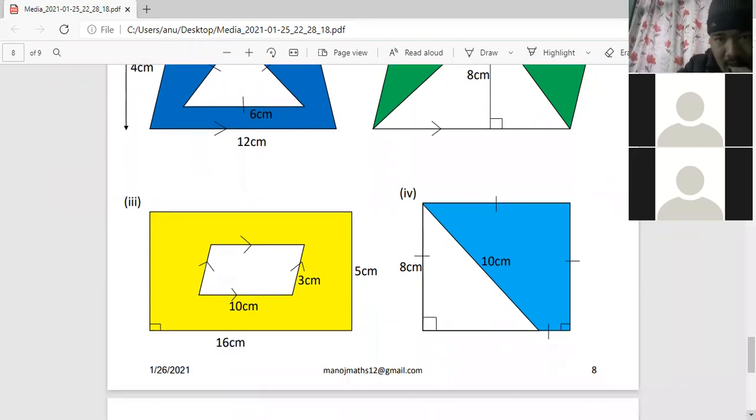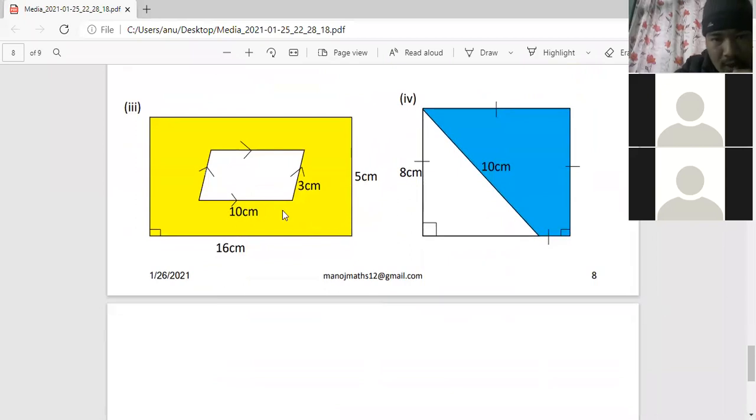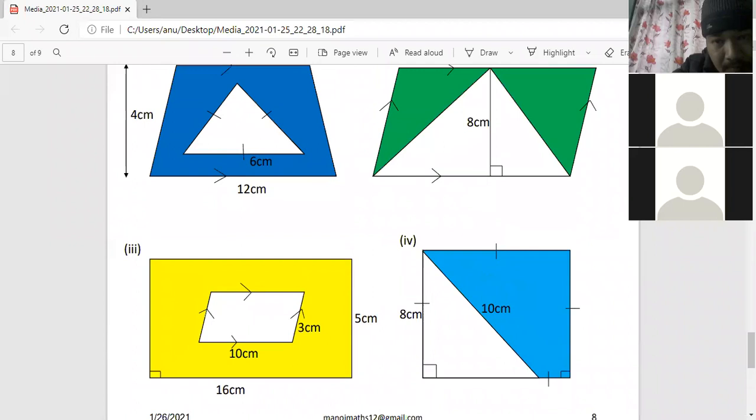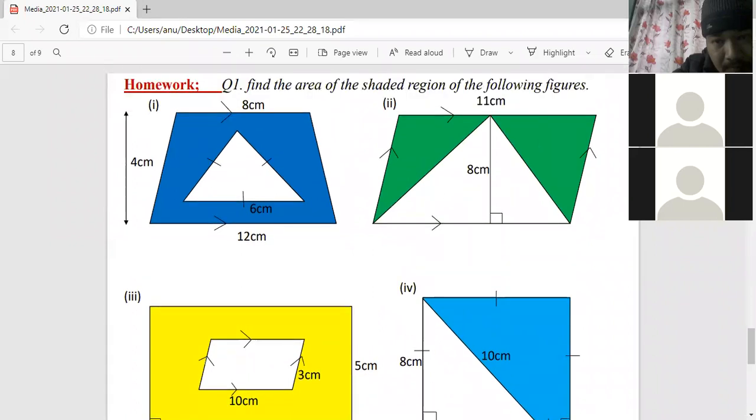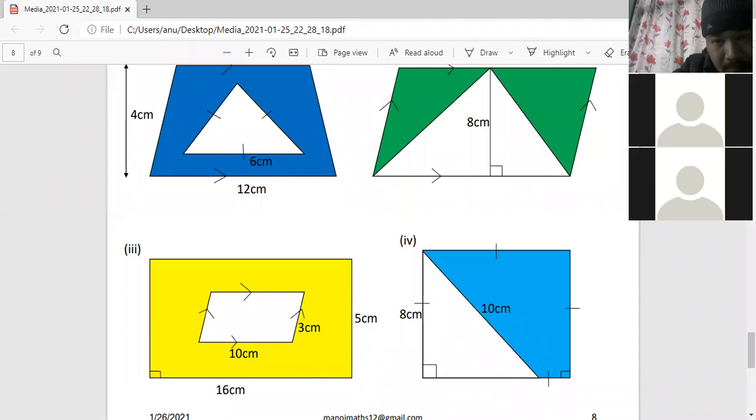Okay, children. Now look at question number 3. I told here this 3 centimeter is not this side, okay? This 3 centimeter is the height of this inside parallelogram. Okay, I am repeating again. This 3 centimeter is not this side. This 3 centimeter is the height of this parallelogram. Now, can you find out the area of rectangle?